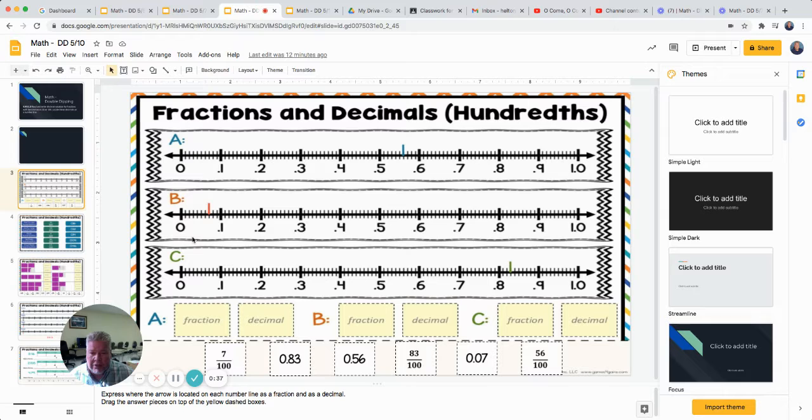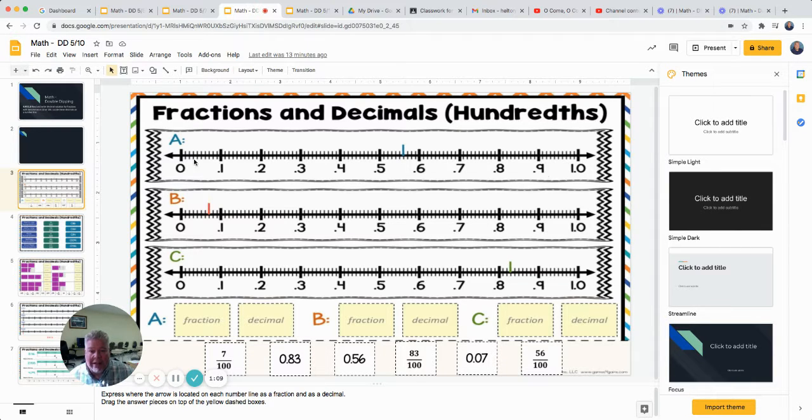So if you look at letter A here, we see a little mark way over here. And we are expected to know what that mark represents as a decimal and as a fraction. So first off, let's look and see how this number line is divided. That's always the first thing you need to do, see how it's divided. And we see it's divided into tenths. 1/10, 2/10, 3/10, 4/10, 5/10, 6/10, 7/10, 8/10, 9/10, and of course 10/10 would be 1, wouldn't it?